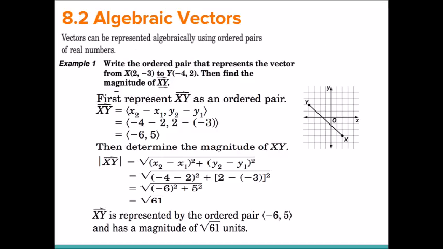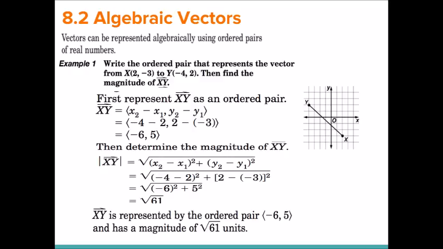Algebraic vectors. Vectors can be expressed algebraically as well. And how? Well, you use ordered pairs of real numbers. In this example, we're going to write an ordered pair that represents this vector using points 2, negative 3, and negative 4, 2. First, we're going to represent vector xy as an ordered pair. The formula for this is x2 minus x1, comma, y2 minus y1. Our x2 here is negative 4, and x1 here is negative 2, so negative 4 minus negative 2, and then comma, 2 minus negative 3. So finally, you would get the ordered pair of negative 6, 5.